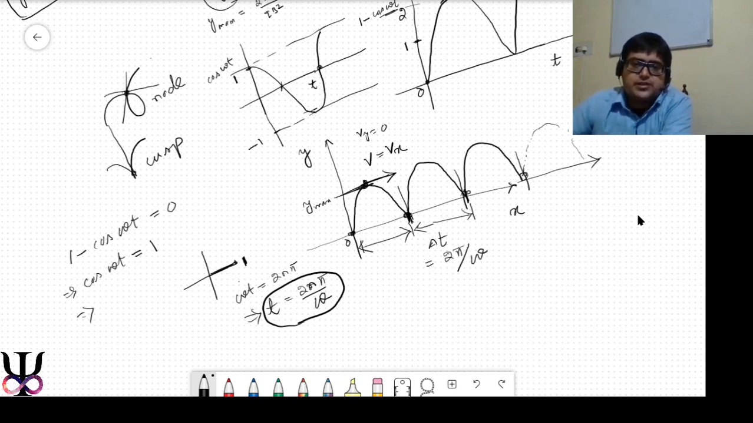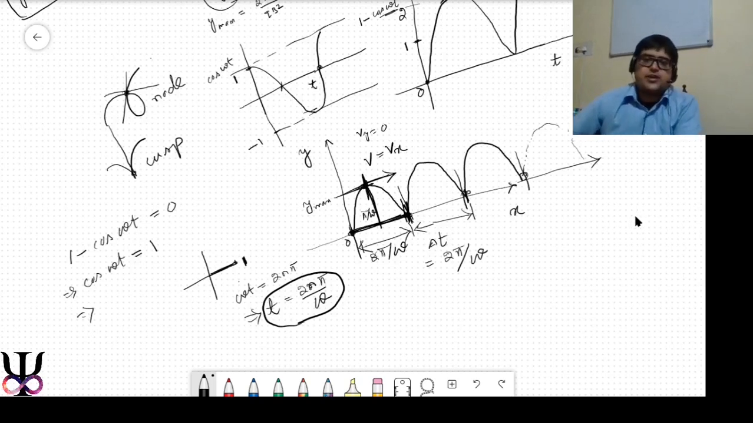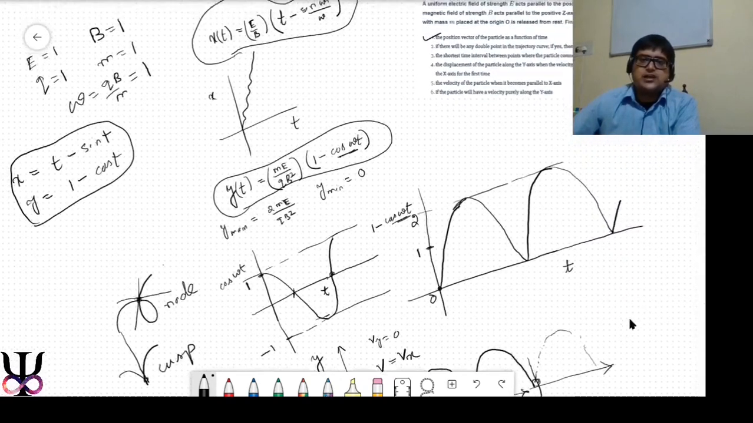That means the length of x between these two consecutive points where y is 0 is going to be 2 pi by omega, and the maximum value of y, which is y max, occurs at pi by omega. Okay, so that's something that we have answered. Part 2 has been answered.